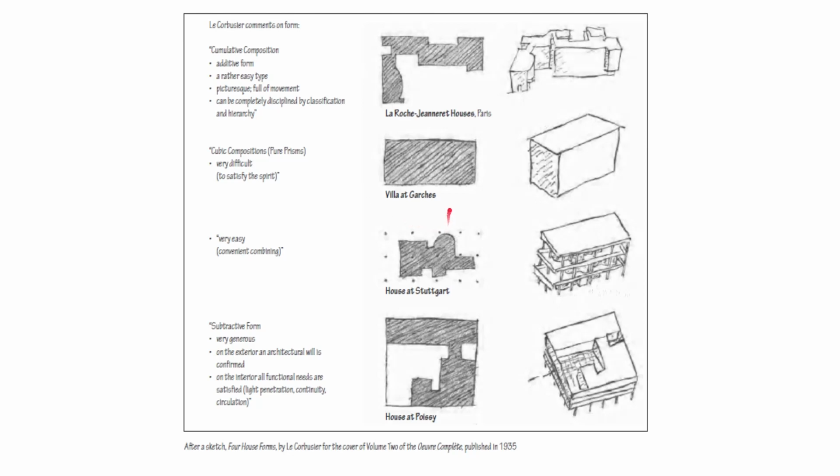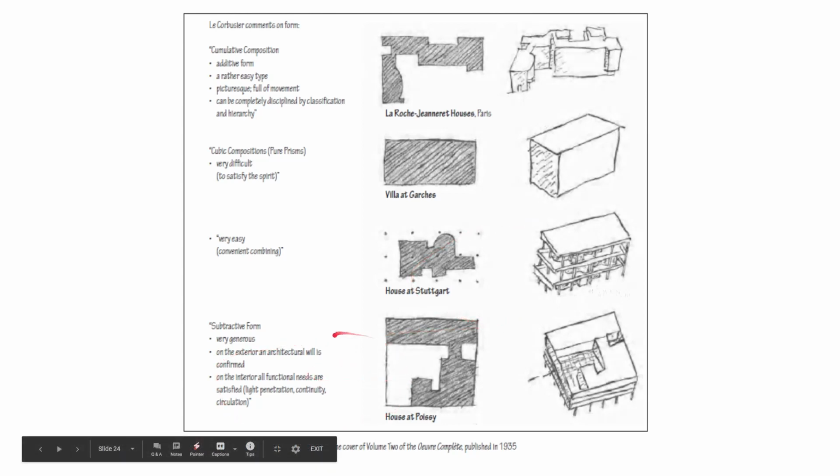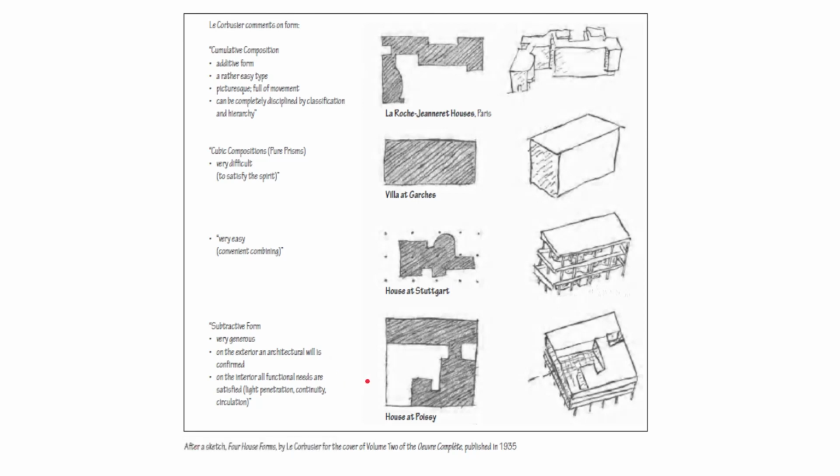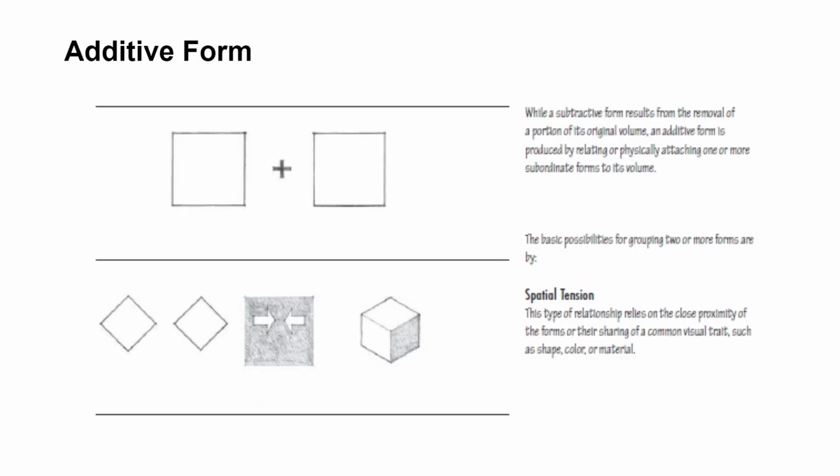Then you have cubic composition. It's basically pure in form. It's very difficult, and you have to play around with materials and composition to have this. And then you have your subtractive form. It's very generous on the exterior, and the architectural will is confirmed. It depends on what the brief is and what you're trying to portray or develop in your design. So a subtractive form results from the removal, while additive is when you add.